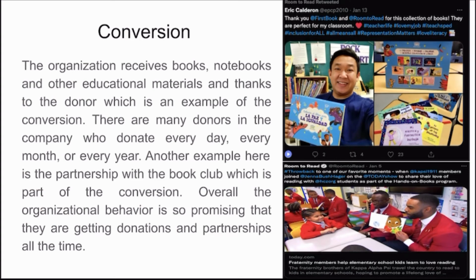One of the most important processes is conversion, which we already talked about, but here is some more. The organization received books, notebooks, and other educational materials, thanks to the donors, which is an example of conversion. There are many donors who donate every day, every month, or every year. Another example here is a partnership with a book club, which is part of the conversion. Overall, the organizational behavior is so promising that they are getting donations and partnerships all the time.